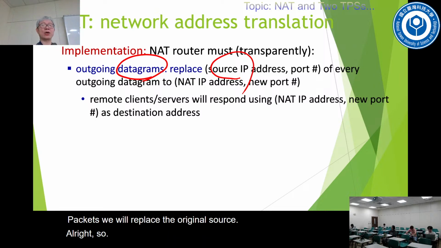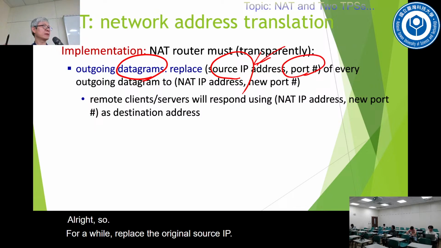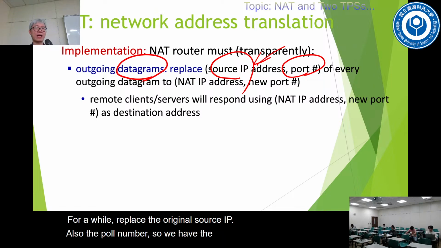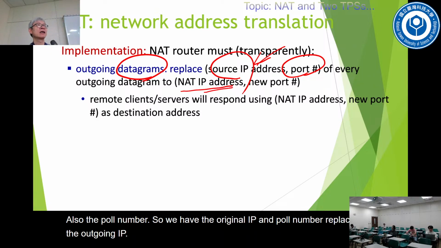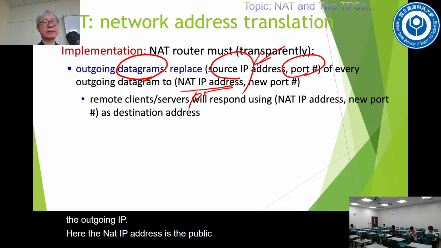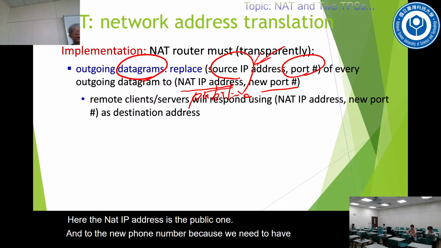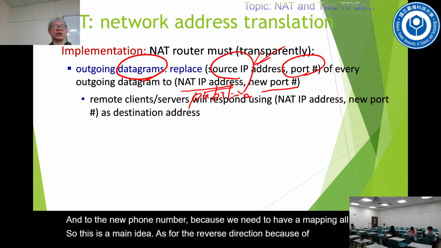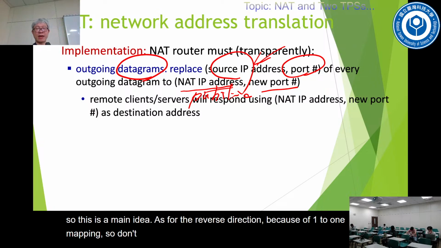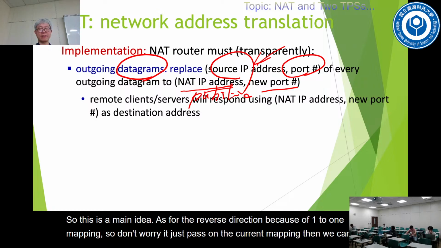We will replace the original source IP and also the port number. So the original IP and port number are replaced by the outgoing IP, here the NAT IP address, which is the public one, and a new port number, because we need to have the mapping. So this is the main idea. As for the reverse direction, because of one-to-one mapping, don't worry, you just pass on the current mapping, then we can find the possible mapping.